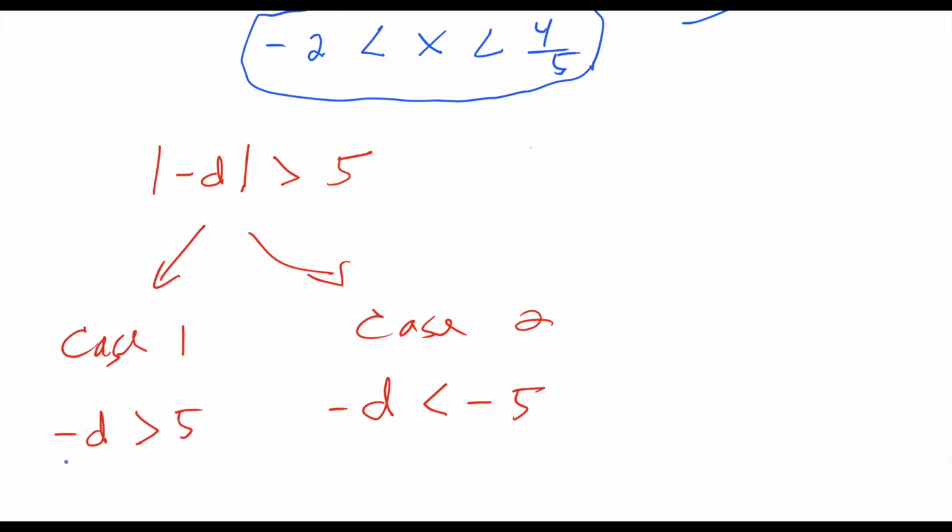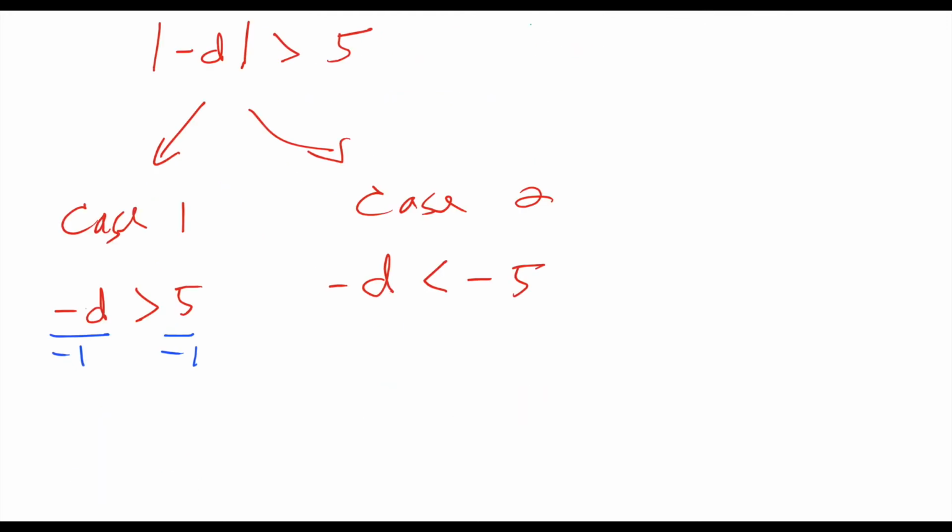And I'll treat it as divided by negative 1. So divided by negative 1, divided by negative 1, then what do you do? Good, you flipped your sign. So divide by a negative, flip the sign. All right, so d is less than negative 5, and this one over here, divide by negative 1, divide by negative 1, d is greater than 5.